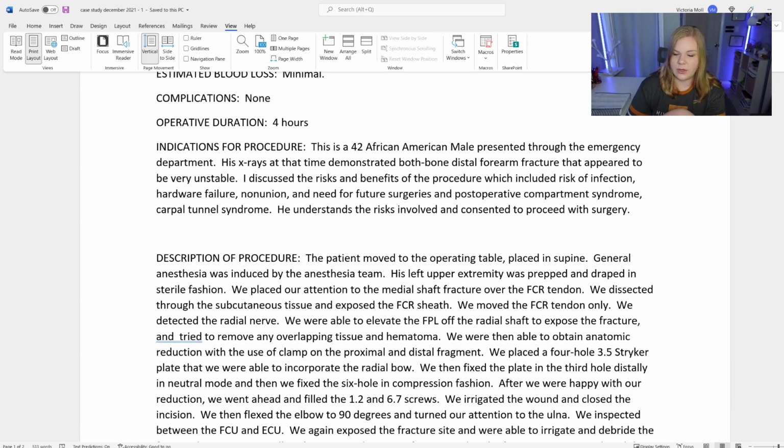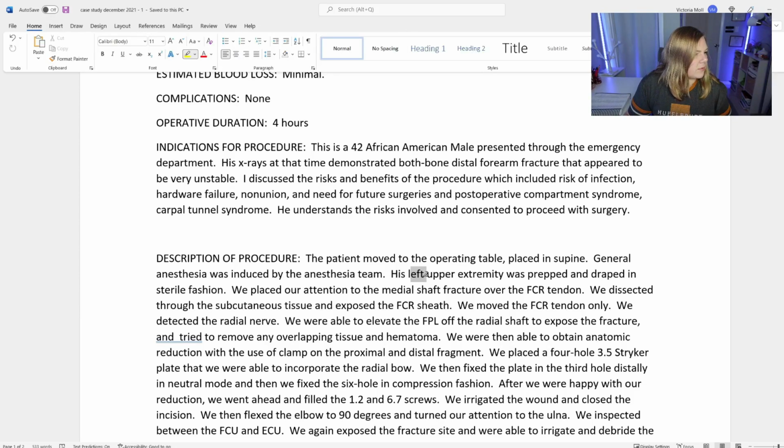So if we look at the description of the procedure, I'm going to go a little bit slower with this than I usually do. So the patient moved to the operating table, was placed in supine. Supine is when they're laying flat on their back. General anesthesia was induced by the anesthesia team. His left, now we have to circle that, I'm going to highlight it maybe. Left, because we want to pay attention to our laterality. So left upper extremity was prepped and draped in sterile fashion.